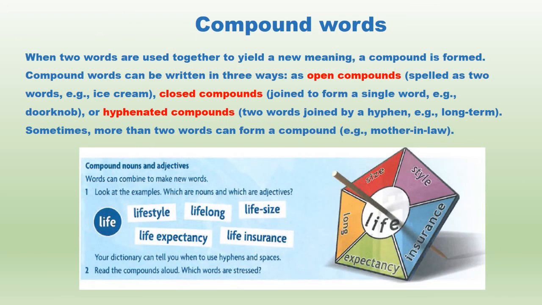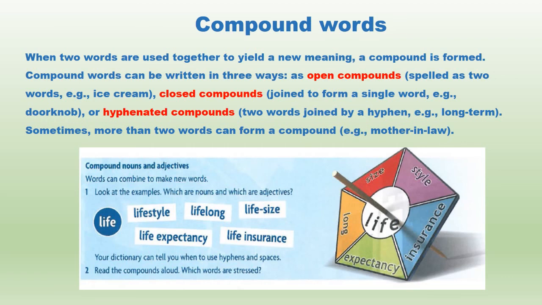The third part of lectures today is talking about compound words. When 2 words are used together to yield a new meaning, a compound is formed. Compound words can be written in 3 ways. As open compounds, so spelled as 2 words, example, ice cream, or as closed compounds, joined to form a single word, for example, doorknob, or hyphenated compounds, 2 words joined by hyphen, example, long term. Sometimes more than 2 words can form a compound word, for example, mother-in-law.